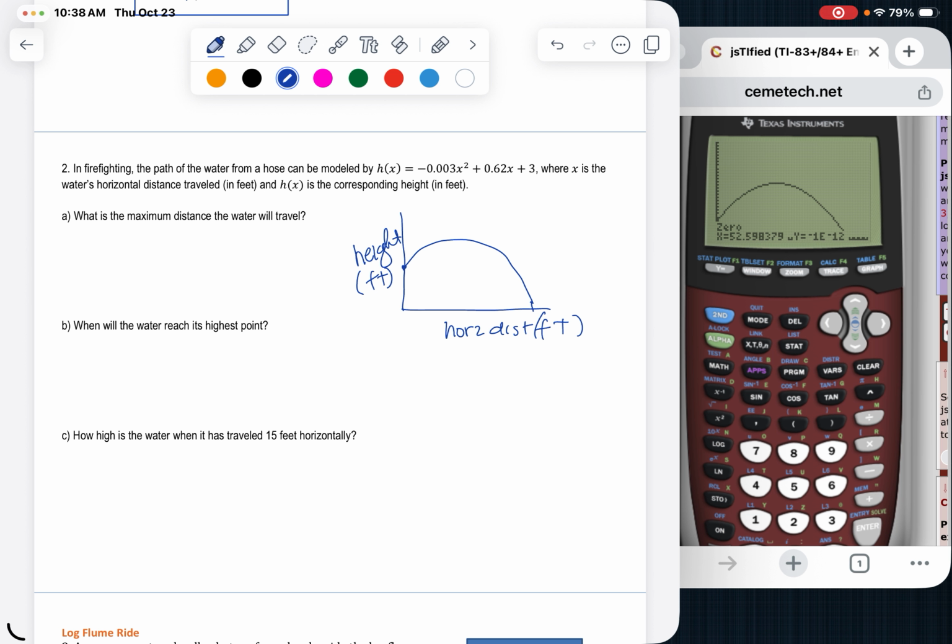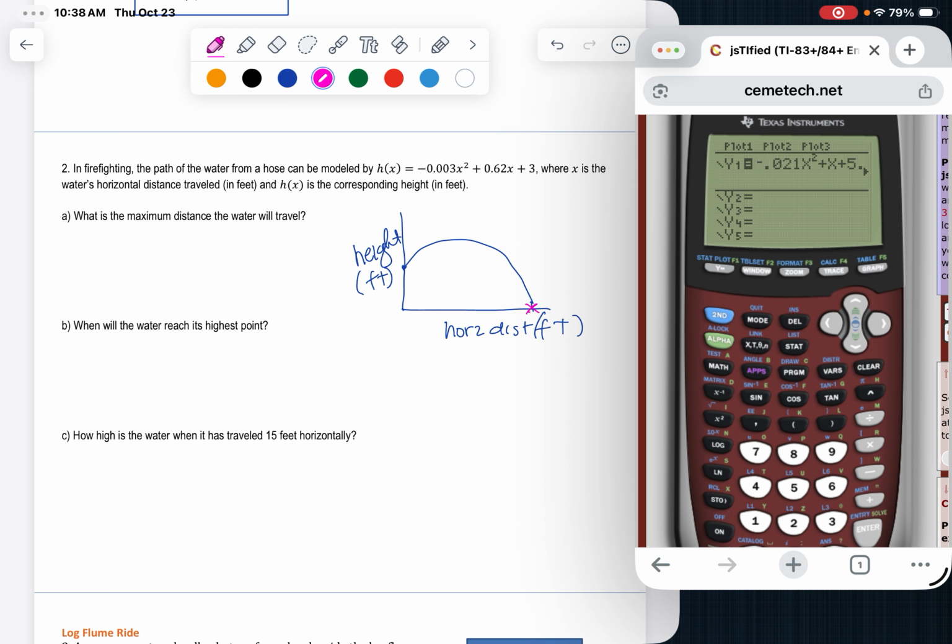Okay, what is the maximum distance the water will travel? So once again, that's our 0 that we just did right here. So we're gonna do the same exact process, okay? So we're gonna go to y equals, clear this out. Otherwise, I'm gonna find the 0 of that again, which I don't want.